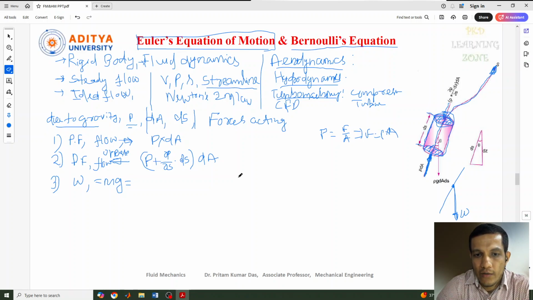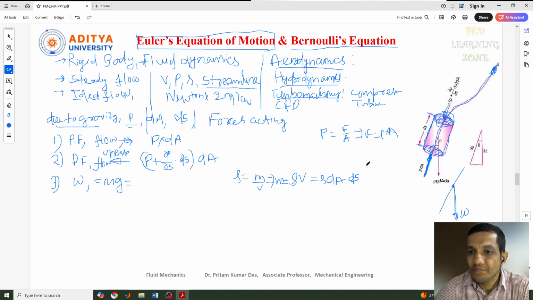One more thing, density equals mass by volume. So I can write mass equals rho into volume. Now how do we calculate the volume of the fluid element? It is the area of that object, that means dA, into the length of that fluid element, that means dA into ds. So it's the same value I can put here: rho into g into dA ds. This is the weight of the object. See, the weight of the object I have shown here in this direction, correct?